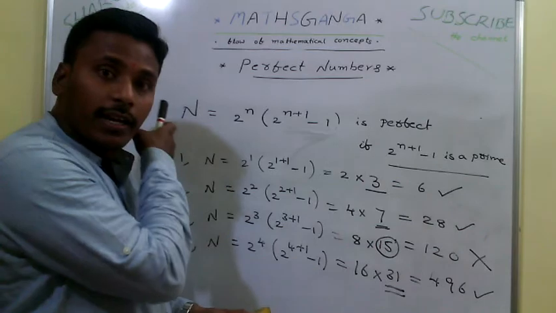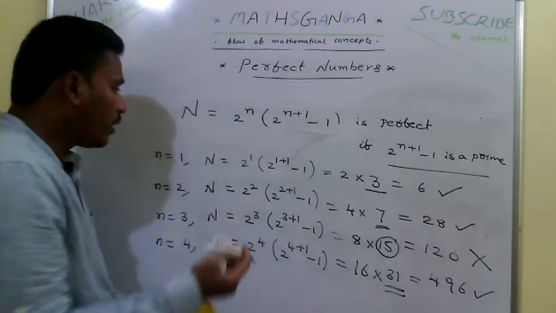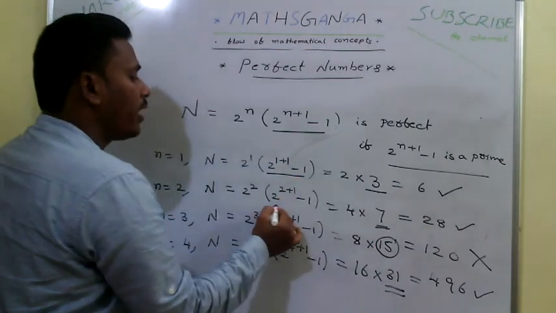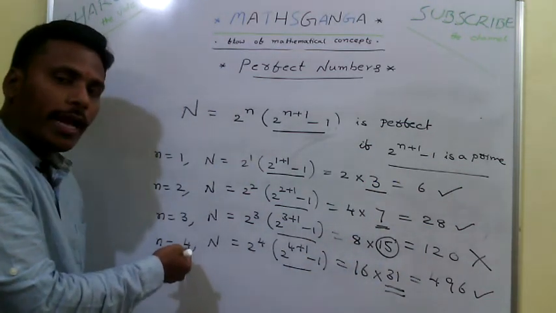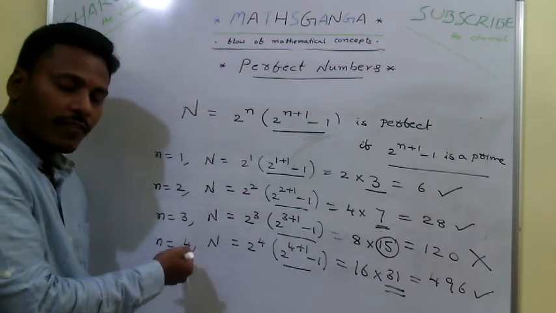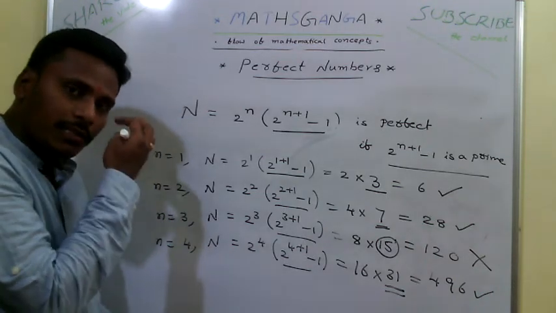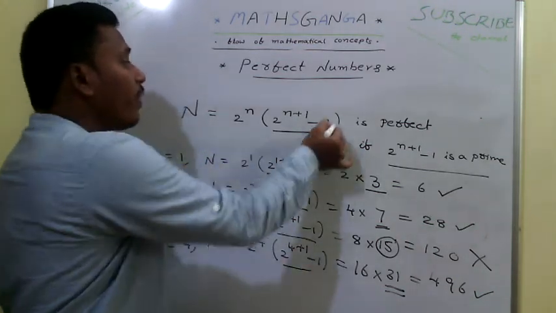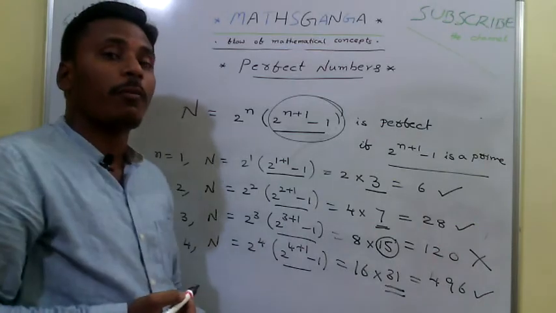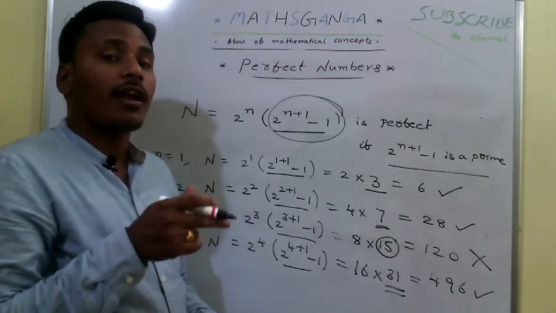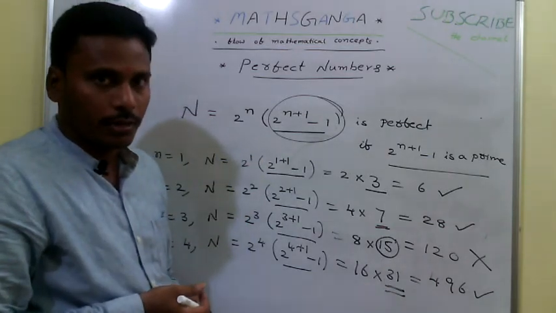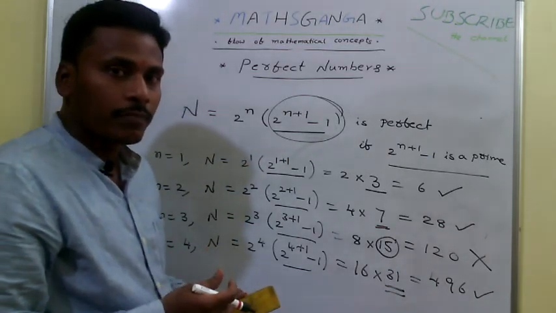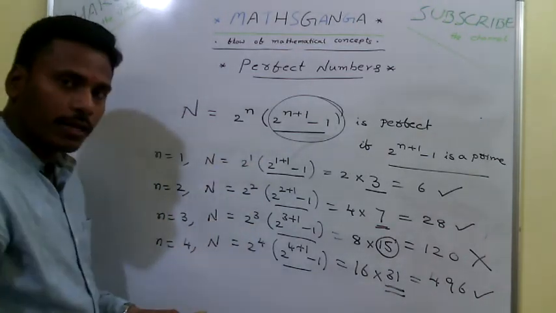So in the same way, if you replace different natural values in the place of n, all those results will represent perfect numbers only if this 2 power n plus 1 minus 1 is a prime. And after a certain stage, by replacing different natural values in the place of n, it is somewhat difficult to check whether this 2 power n plus 1 minus 1 is a prime or not. If we are able to check whether it is a prime, then we will confirm that the number is a perfect number. Okay, so like that, we will list out different perfect numbers.